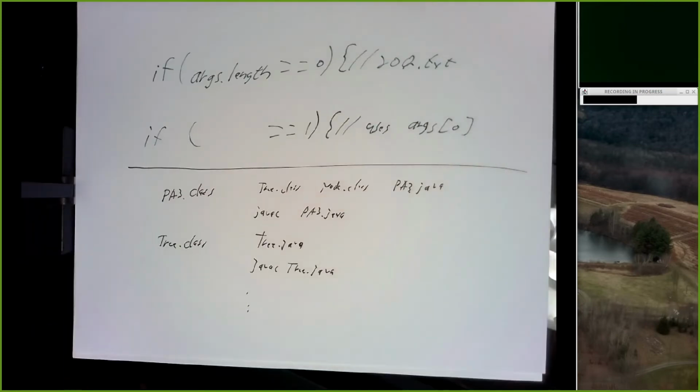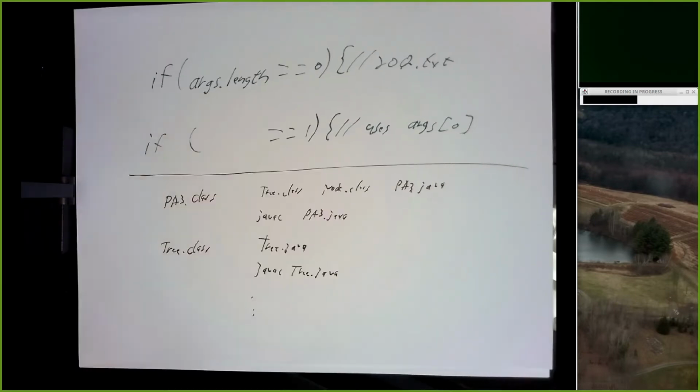Wait, isn't the executable supposed to just be pa3 instead of pa3.class? Your main class is called pa3, which means that you'll have a pa3.class file. But we don't execute pa3. We say java pa3, which means look for a pa3.class.